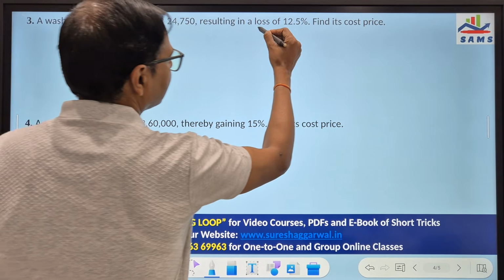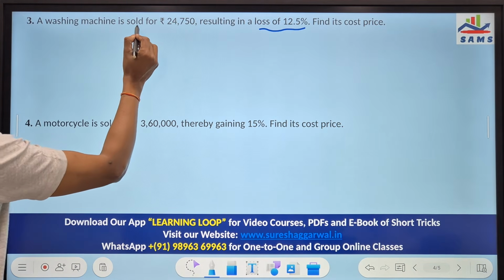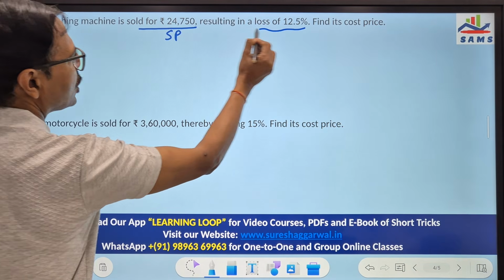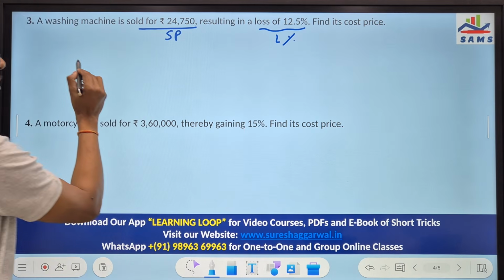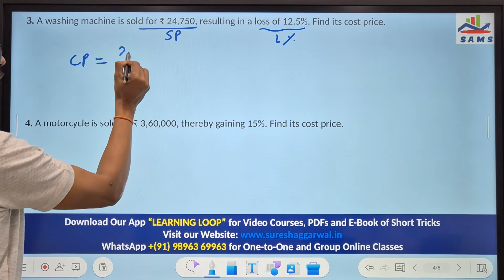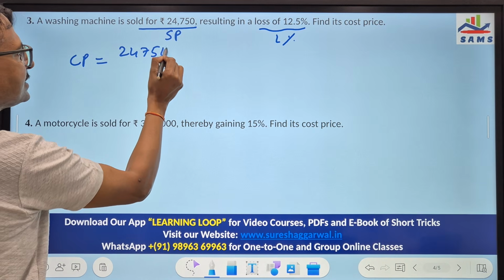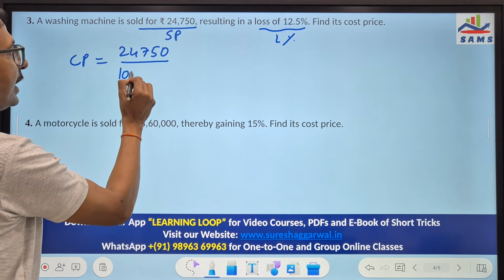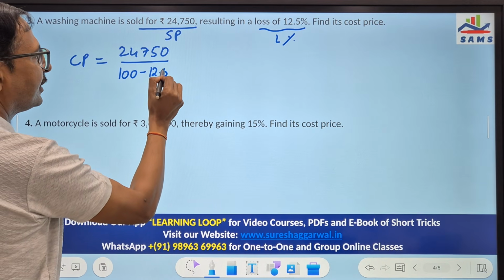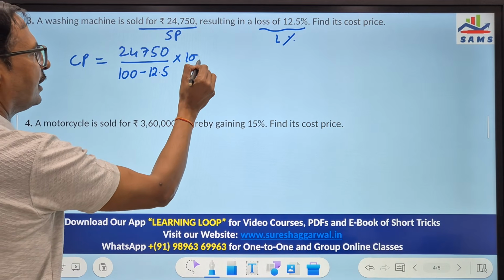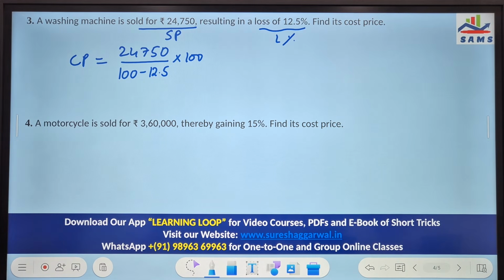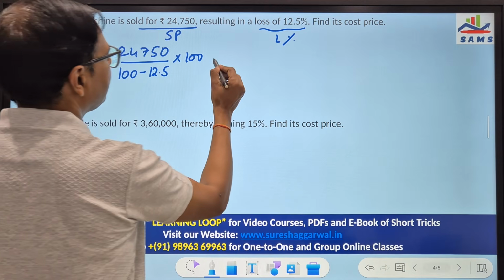Let's take loss. Here we have loss. So this is SP and this is loss percent, and to find the cost price you will have to do 24750, which is the selling price, divide by 100 minus 12.5, and to reduce that to CP we'll just multiply by 100.